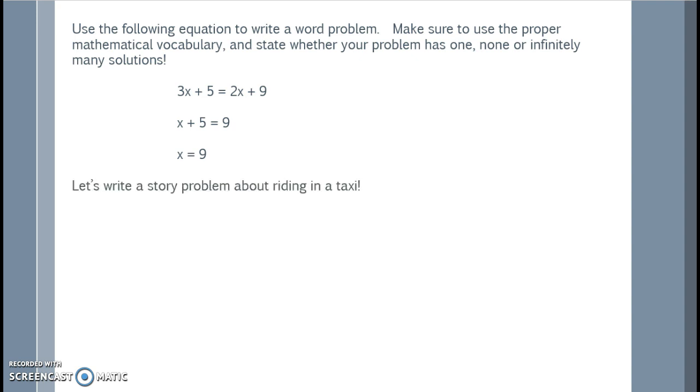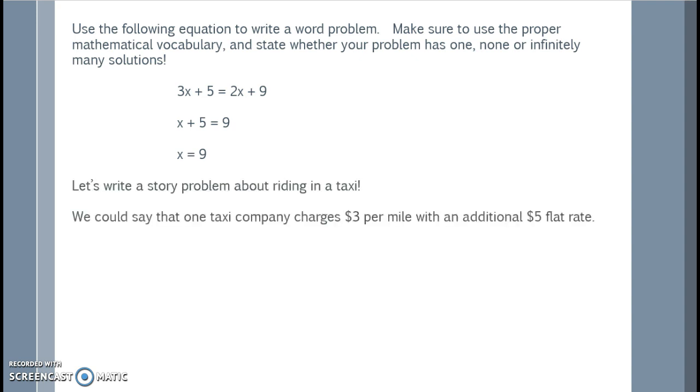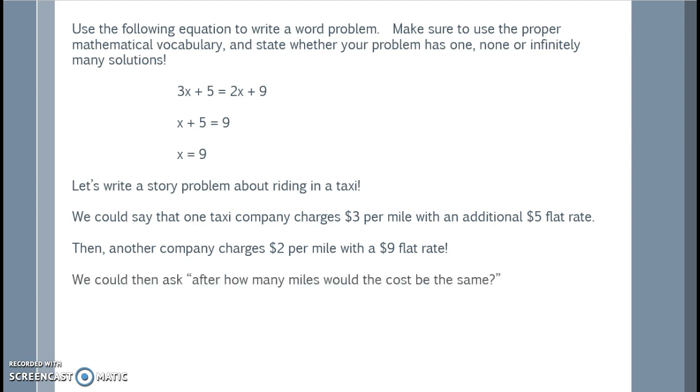solution, knowing that we have one solution, we can come up with a word problem to match. Let's write a story problem about riding in a taxi. We could say that one taxi company charges $3 per mile with an additional $5 flat rate. Then another company charges $2 per mile with a $9 flat rate. We could then ask the question, after how many miles would the cost be the same? So then x would represent the value of the miles that we are traveling, and the equal sign represents the cost being the same. So we could find out, since we know that there is one solution, that there would be 9 miles traveled in order for both companies to be the same.